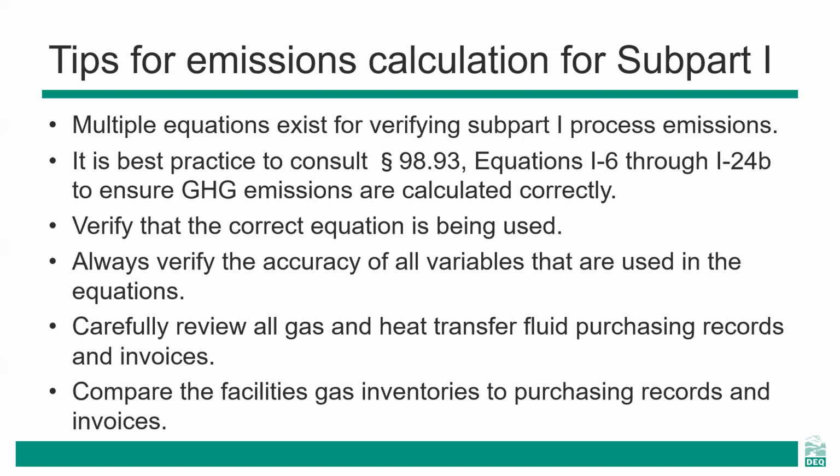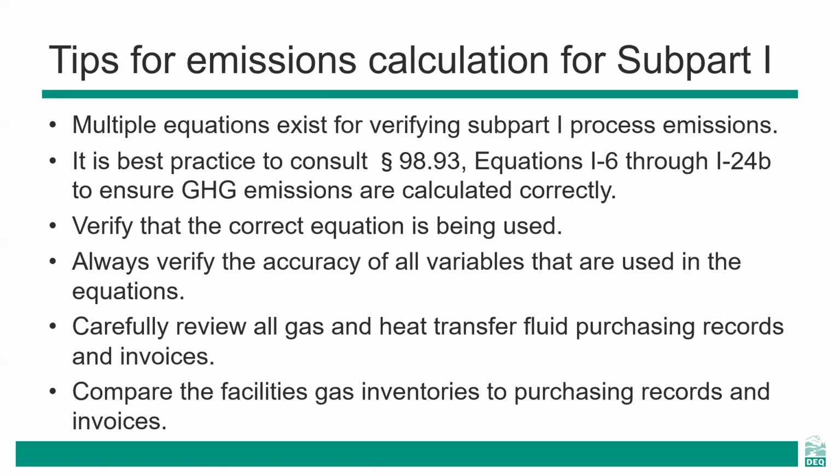Multiple equations exist for calculating emissions with Subpart I methodology, and it is crucial to ensure that all equations being used are the correct equations and the calculations are accurate. To achieve this, it is best practice to consult 40 CFR 98.93, which includes equations I6 through I24b. These equations are designed to account for all variable inputs and provide a thorough and precise calculation of GHG emissions.